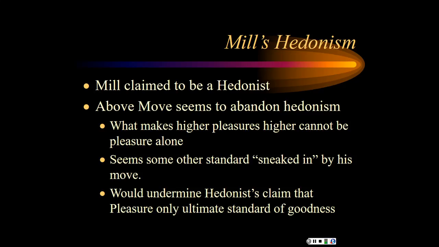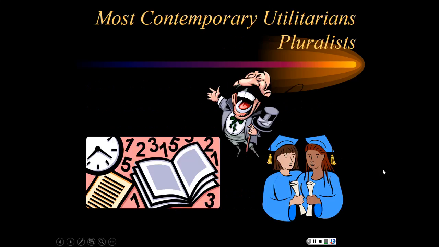Well, if you're saying that, then you're saying that there are other things that make them valuable besides pleasure alone. So what makes the higher pleasures higher can't be just pleasure alone, as I say in this slide. It seems like some other standard, or maybe multiple standards, for moral goodness are being sneaked in surreptitiously. And that's essentially what people who discuss Mill have said. So this would undermine the hedonist claim that it's only pleasure or happiness that's good for its own sake.